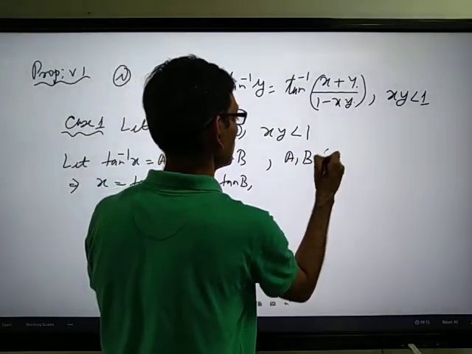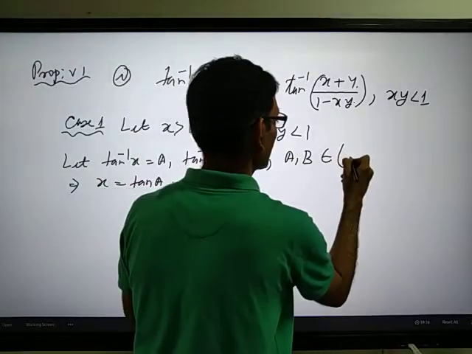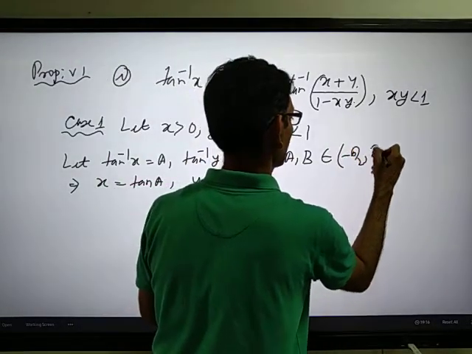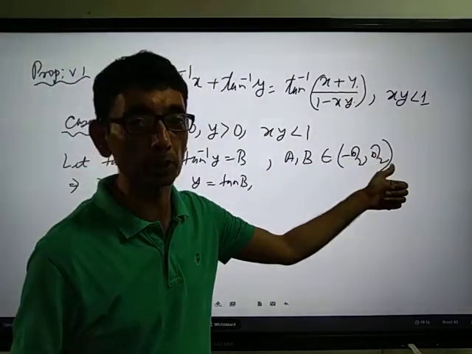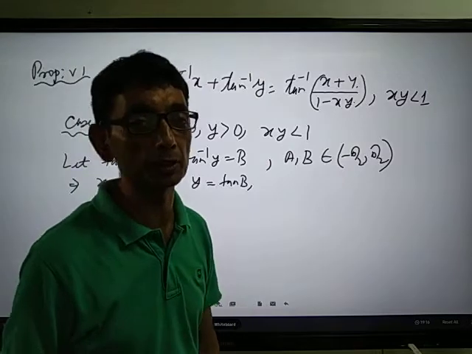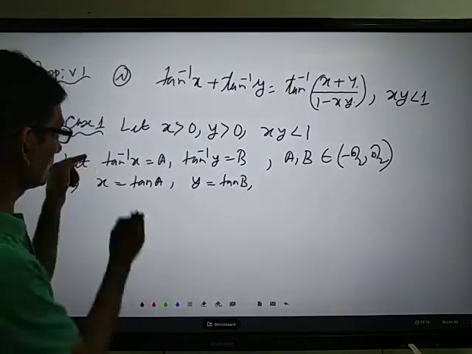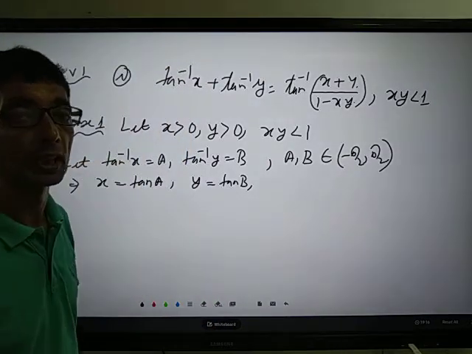So A and B belong to minus pi by 2 to plus pi by 2. A lies between minus pi by 2 and pi by 2, and B also lies between minus pi by 2 and pi by 2, because tan inverse x is equal to A.